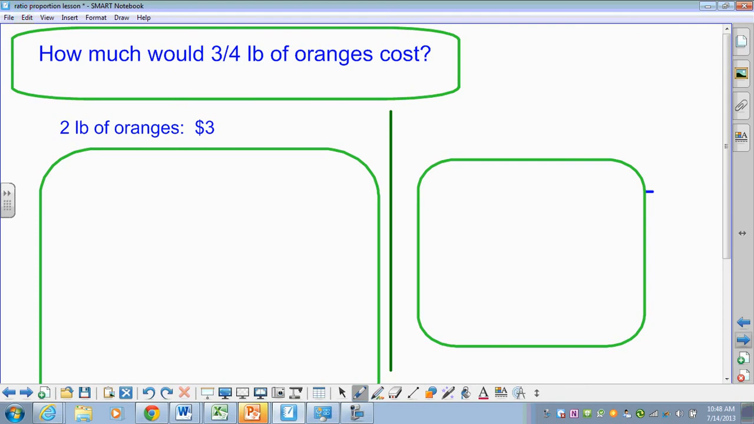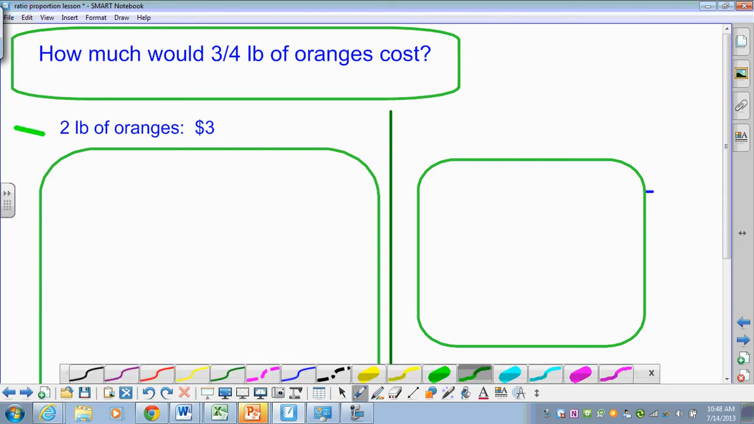As promised, how much would 3/4 of a pound of oranges cost? So 3/4 pound of oranges. How can we determine the price for that? Once again, I copied down our basic given proportion. 2 pounds of oranges equals $3. Now we want 3/4 pound of oranges. In the first part, I'm going to do it with the ratio proportion method that you usually do in your math classes. So let's set up the simple proportions.